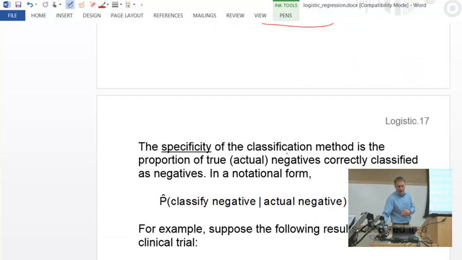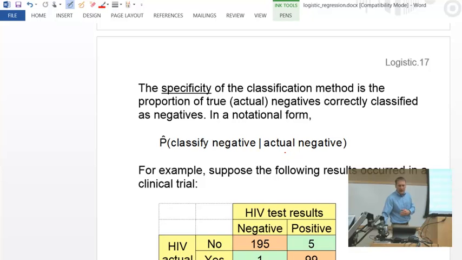So that's the sensitivity. The specificity is then kind of the opposite, where given that an individual is actually negative, what's the estimated probability that they are classified as negative? Again, it's a conditional probability.